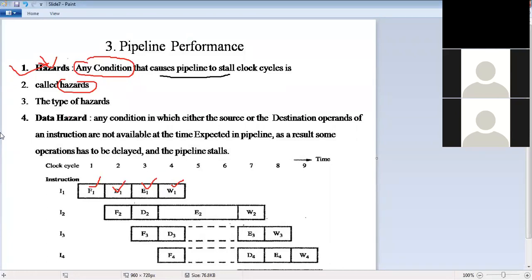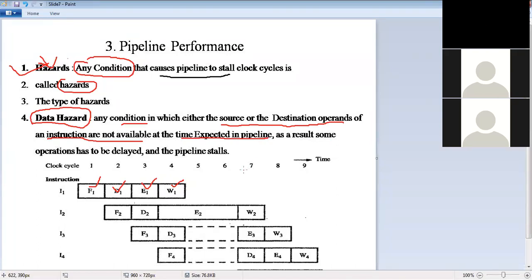So here you can see the concept of data hazards. So what do you mean by data hazards? Any condition in which either source or destination operands of an instruction are not available at the time expected in a pipeline. So what time do we expect in a pipeline?